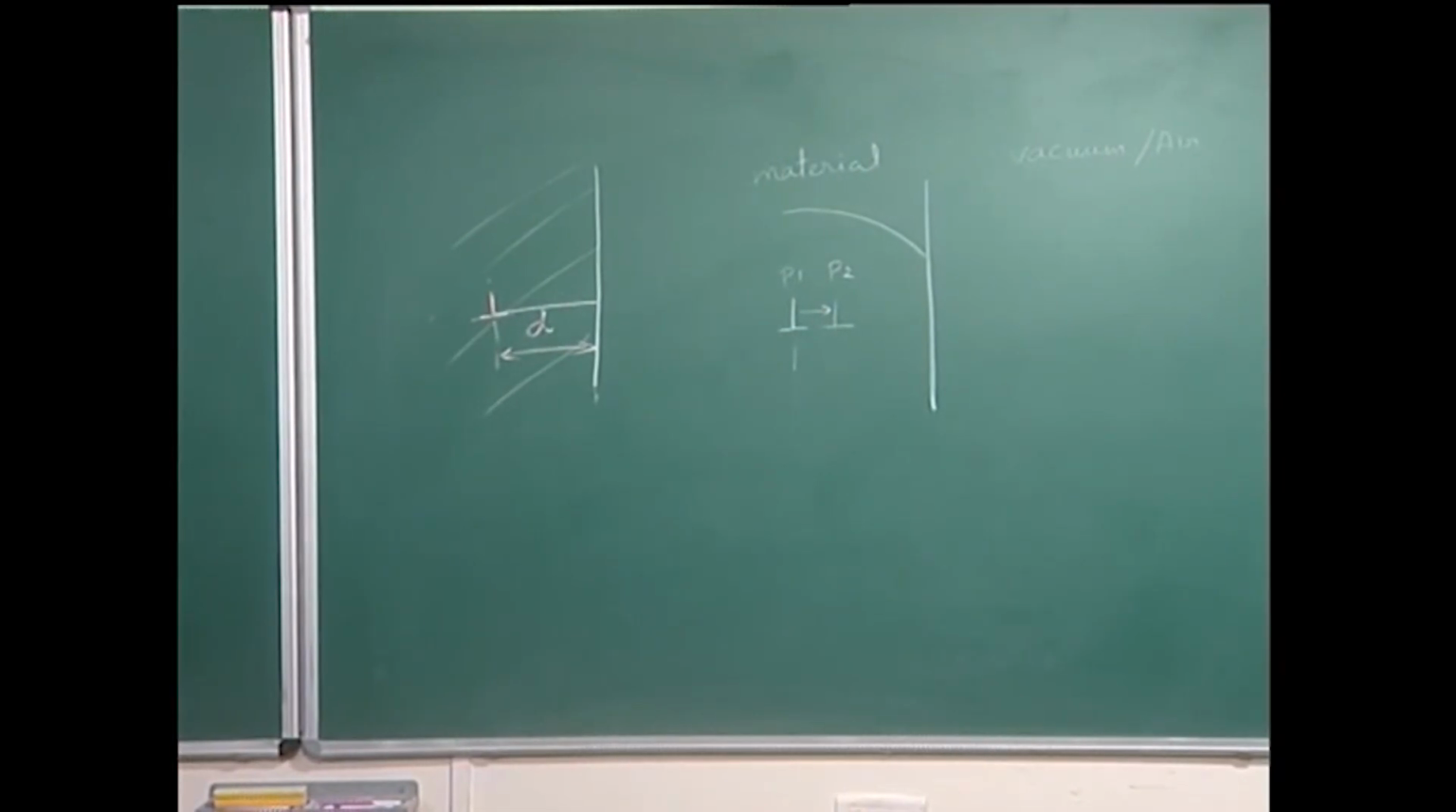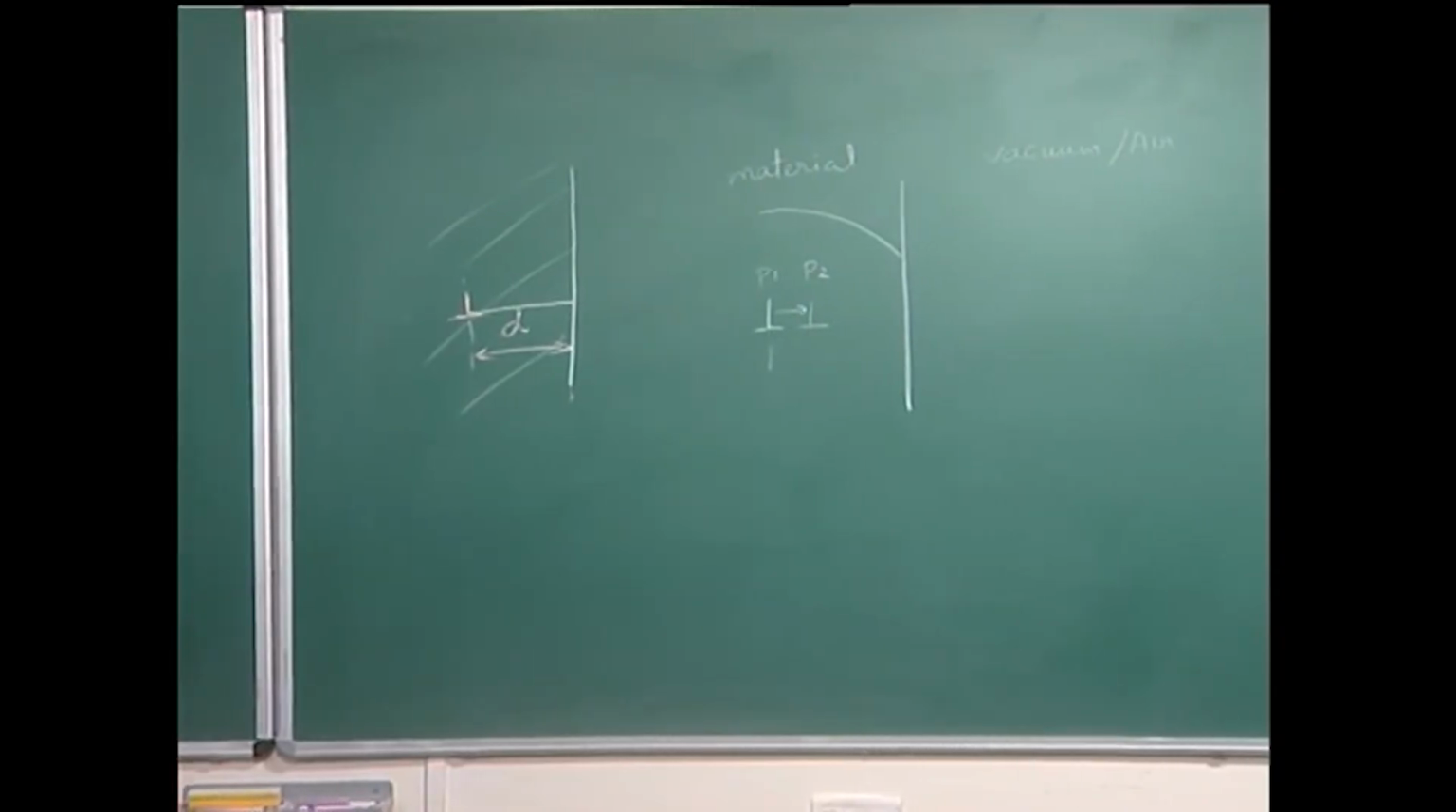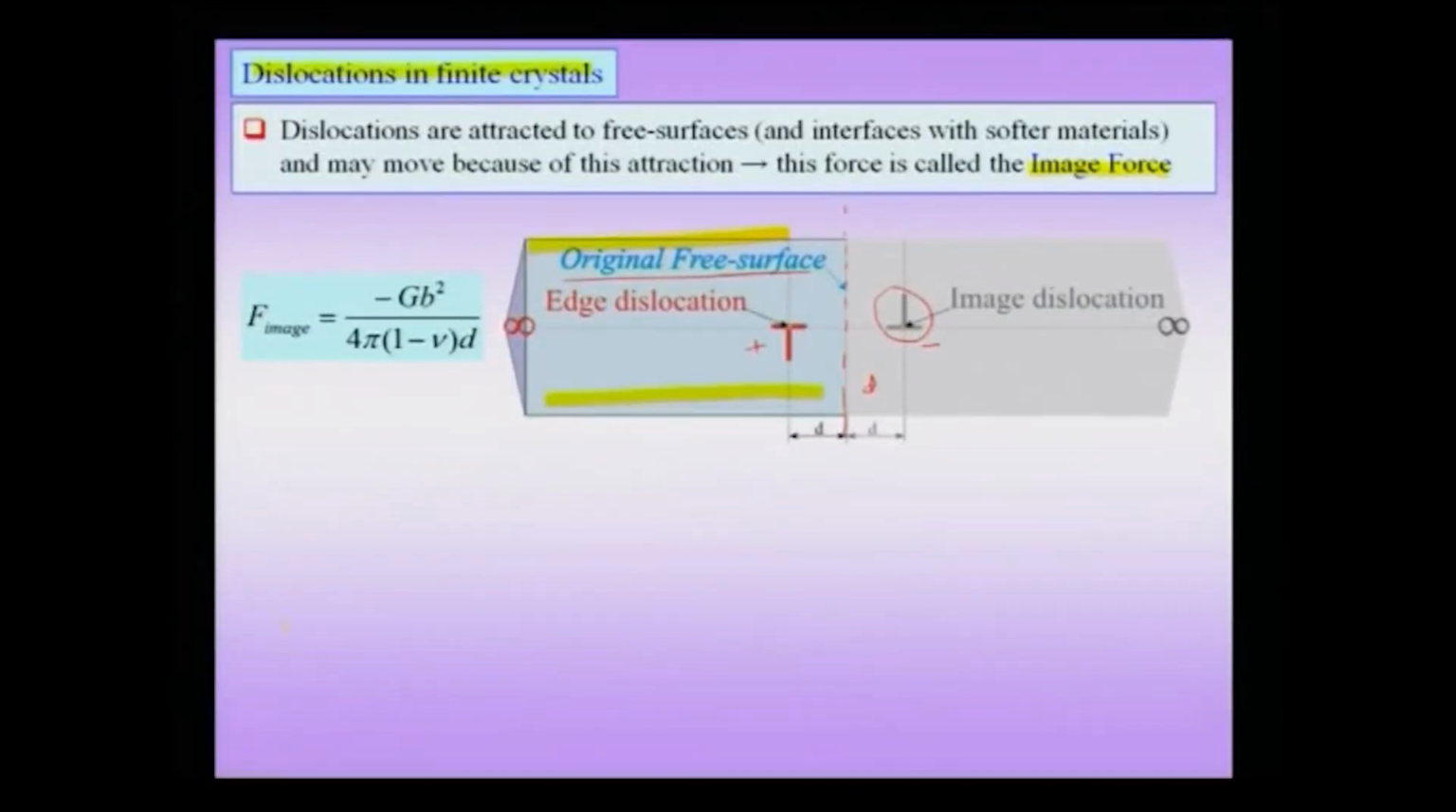Now, it is important to note that this image force varies as 1 by d. The image force here can be written as a function of 1 by d, where G, b, and nu are the material properties. G is the shear modulus, nu is the Poisson's ratio, and b is the strength of the Burgers vector, or the modulus of the Burgers vector. So, image force goes as 1 by d.